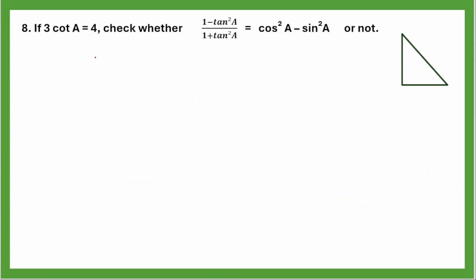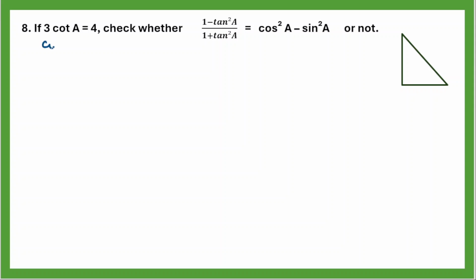Now, question number 8. If 3 cot A is equal to 4, check whether 1 minus tan square A divided by 1 plus tan square A is equal to cos square A minus sin square A. How will we do this? We will solve the left hand side and right hand side separately and check whether they are equal or not.